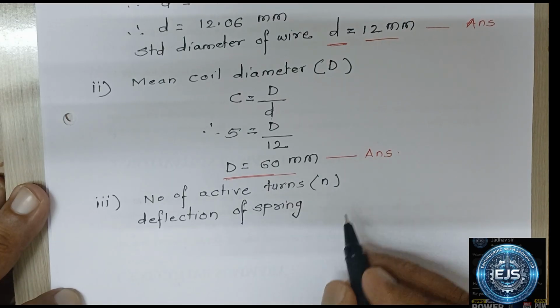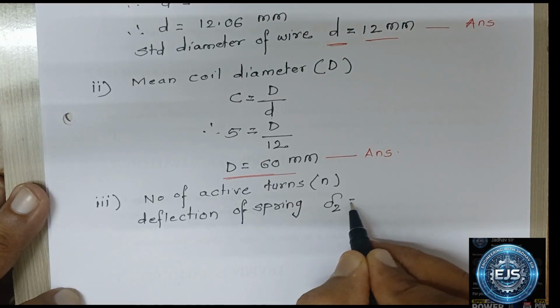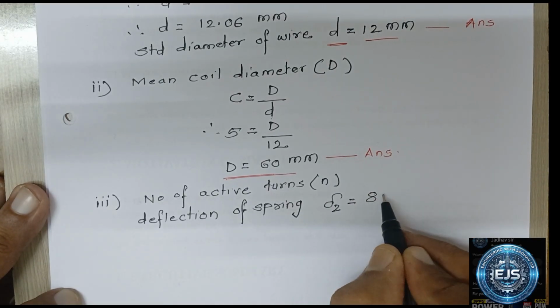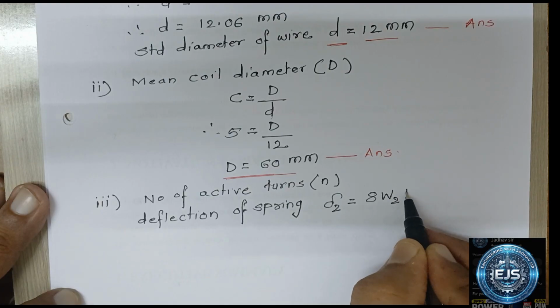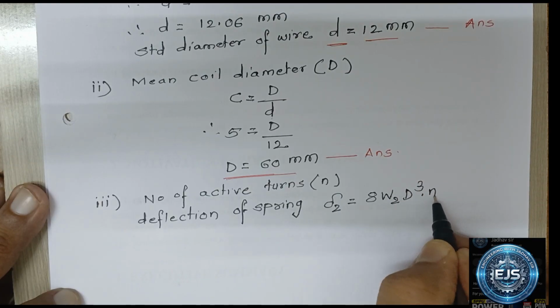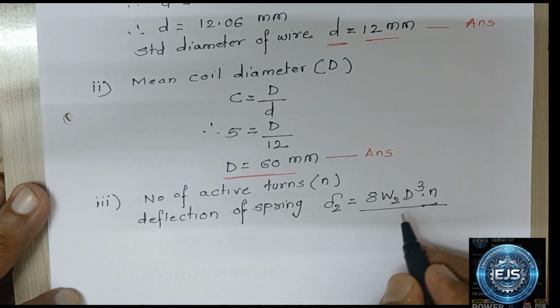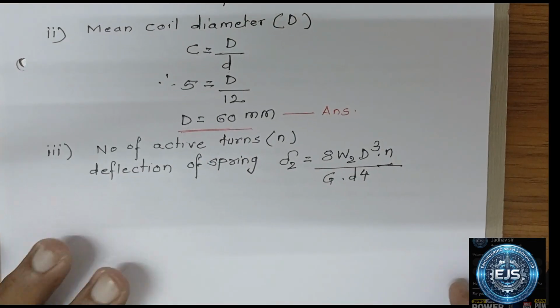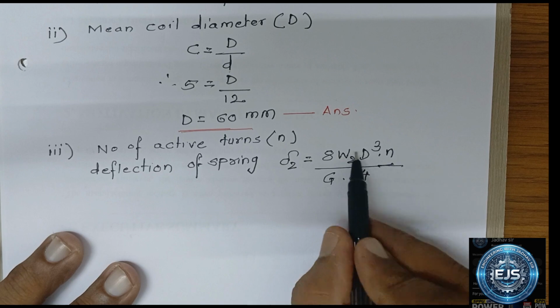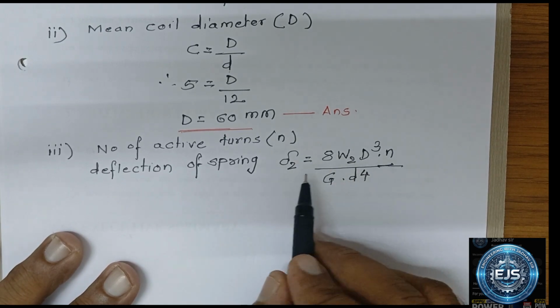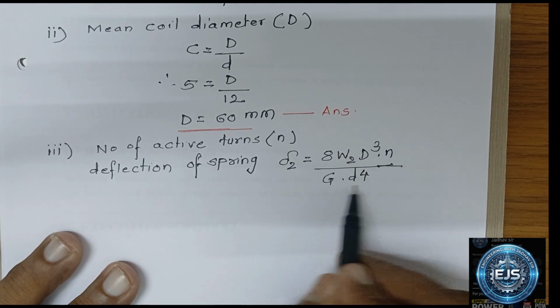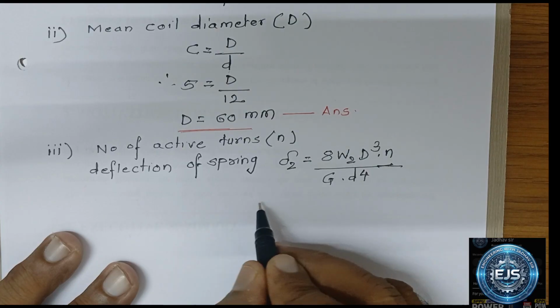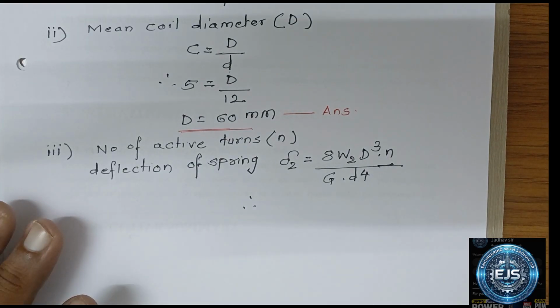Deflection of the spring is given as delta 2 is the maximum deflection of the spring, and that is given as 8W2 into D cube, ये standard formula है, into N number of active turns divided by G into D⁴. तो ये डिफ्लेक्शन, मैक्सिमम डिफ्लेक्शन का फॉर्मूला है. यहाँ W2 लोड कंसिडर करना है, तो फॉर्मूले में डेल्टा इज इक्वल टू 8W D³ into N upon G D⁴, ये फॉर्मूला.